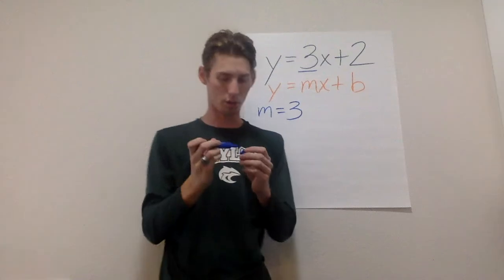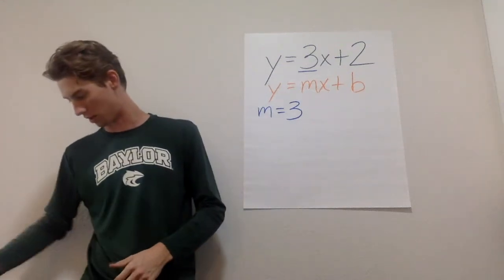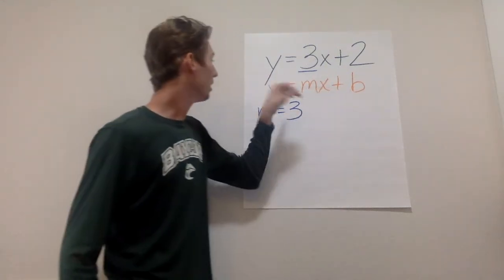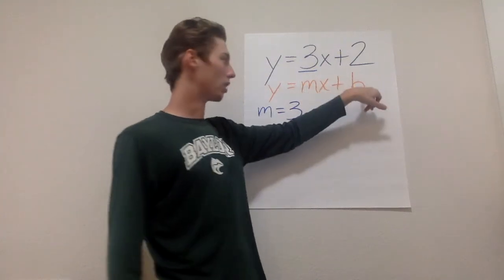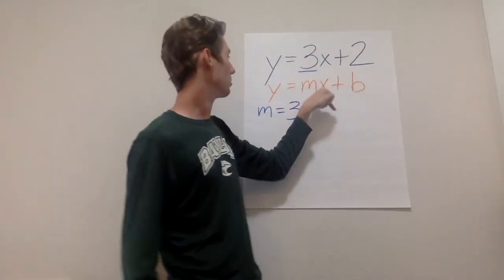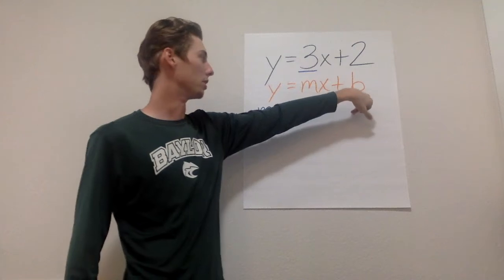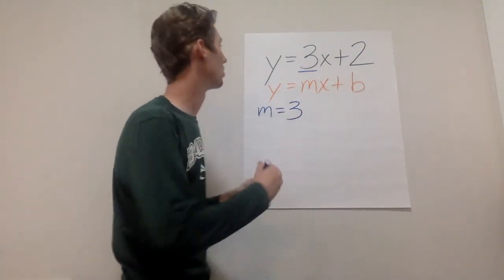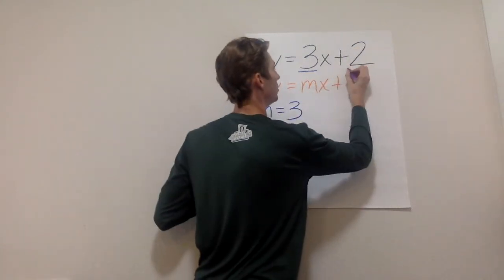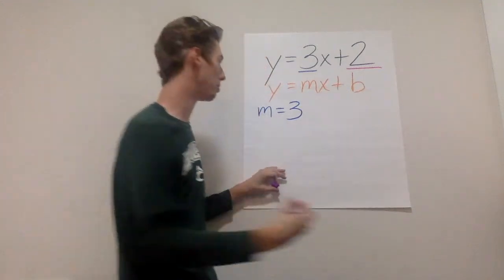And m is our slope, so we've got our slope. Let's look again. Now we're trying to identify b. It says mx plus b. It's always the number that's by itself over here. So I see the plus 2. That means b is going to be a positive 2.